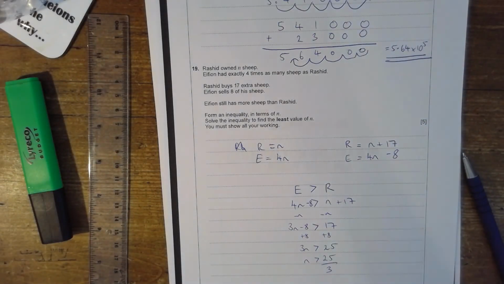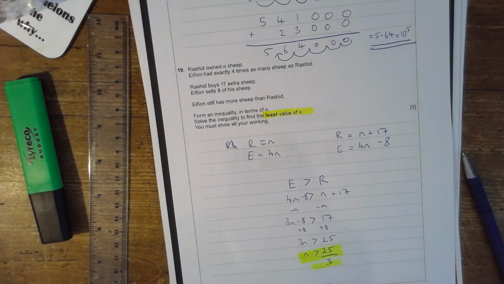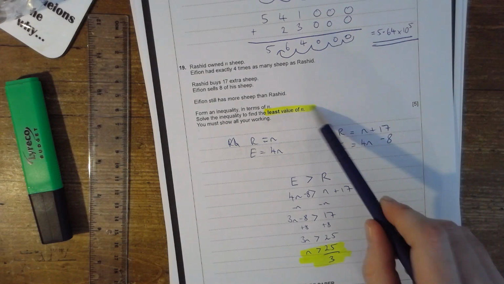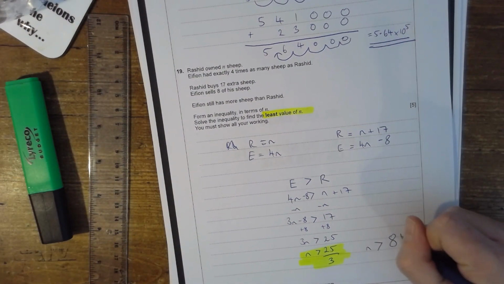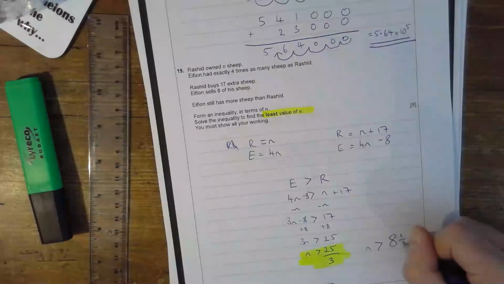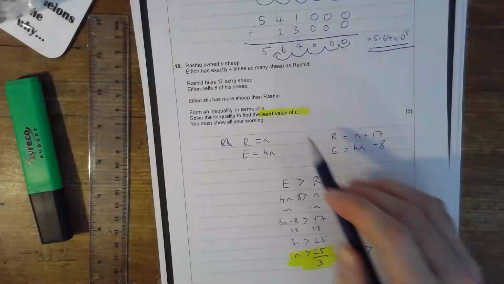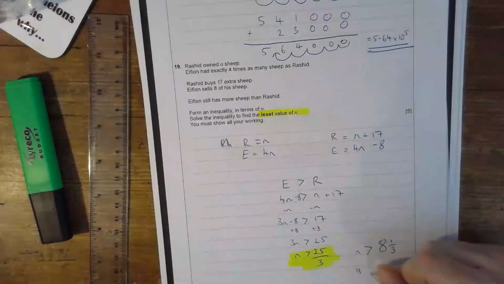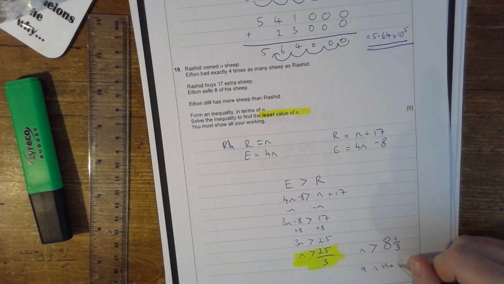Now, it then says, solve the inequality to find the least value of N. I haven't actually done that, okay? To find the least value of N, I've basically said that N is greater than 25 over 3. Now, it's fine to leave your answers there, but you're going to struggle to answer the next bit. How many 3's go into 25? 8 and remainder 1. What was I dividing by? 3. So it's greater than 8 and a third sheep. So the smallest number of sheep for that to be true would be 9, because N has to be bigger than 8 and a bit. Okay, so 9 is the smallest.